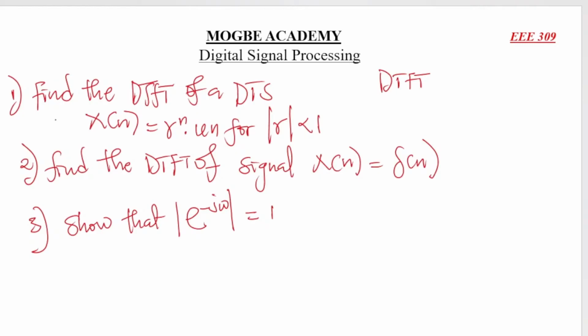Now I told you that DTFT simply stands for Discrete Time Fourier Transform. So everything we'll be considering in our question will just be discrete signals. Are we together? Now from our first question, we're actually given to find the DTFT of a DTS. DTS here simply stands for discrete time signal. Are we together?